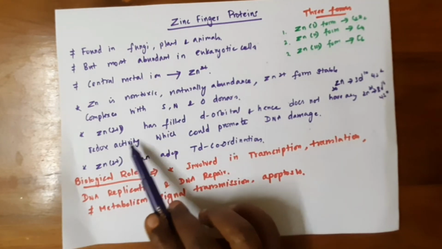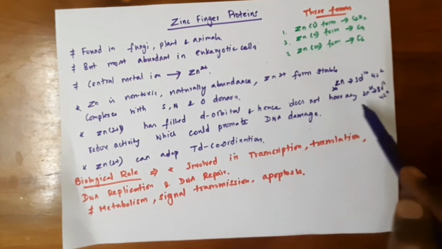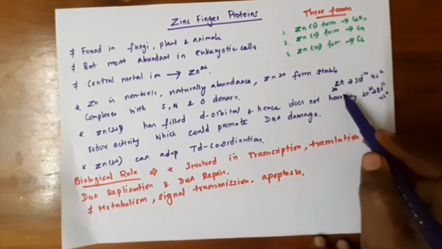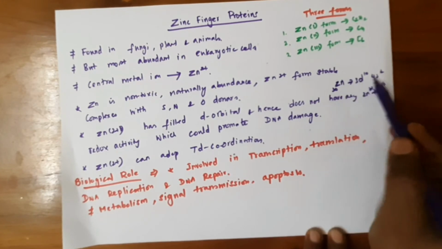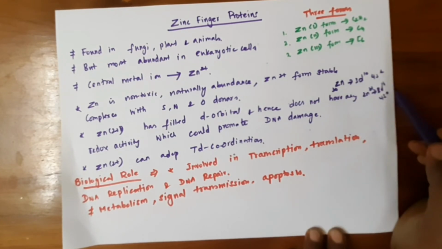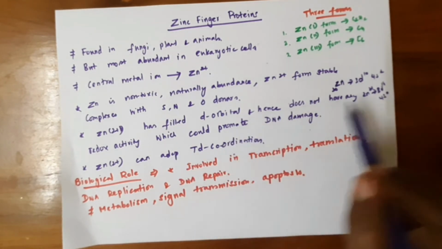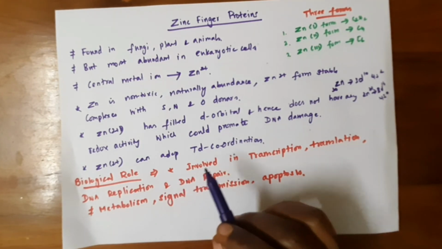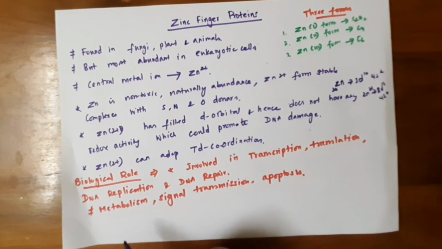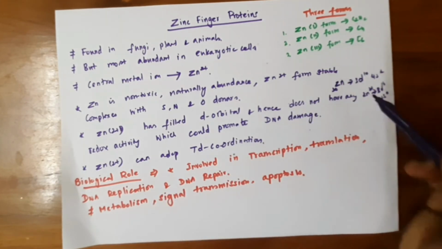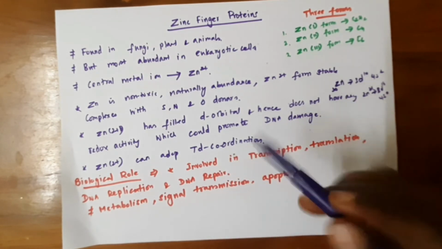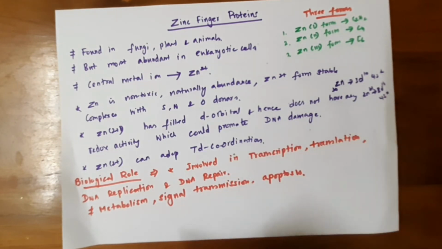This zinc 2 plus has filled d orbitals, and hence it does not have any redox activity which could promote DNA damage, because zinc is a d block element with atomic number 30, configuration 3d10 4s2, and if you remove 2 electrons from the outer orbital, you get zinc 2 plus, 3d10 4s0. So it is a completely filled d orbital and does not give any redox reactions, which are involved in DNA damage and cell apoptosis. This zinc 2 plus preferably adopts tetrahedral coordination, so no other coordination number is applicable for these zinc finger proteins.